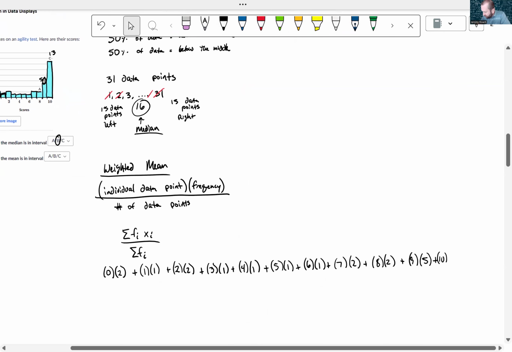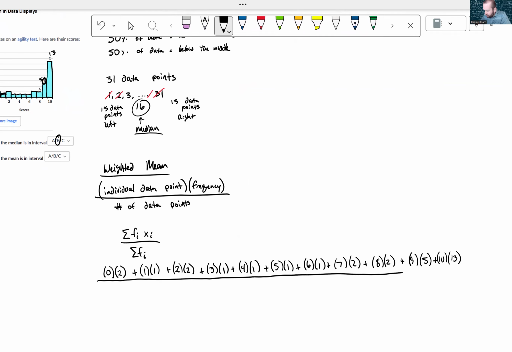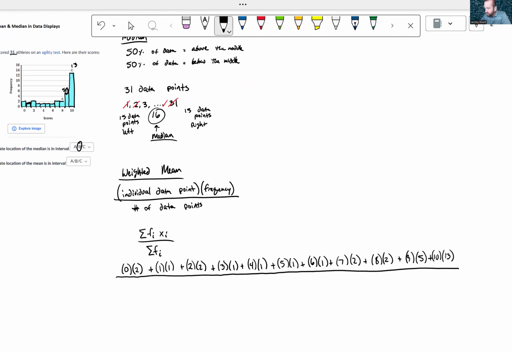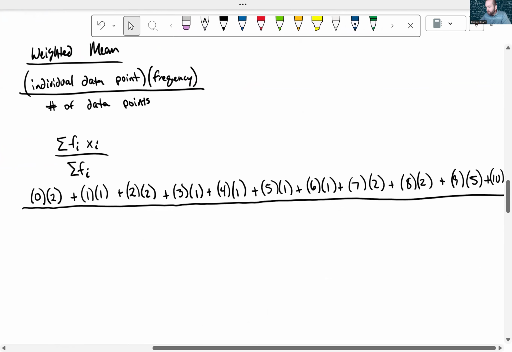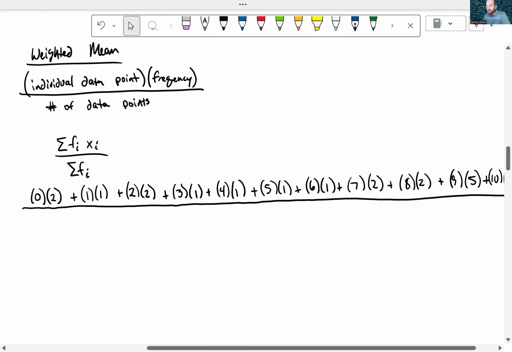Okay. And again, this is not required for this assignment. This is the weighted mean. If you want to try to estimate what the mean is just by looking at this, you can. But I would encourage you to try to solve this with the weighted mean. Now we're going to divide by the total number of data points. There's 31 data points altogether.